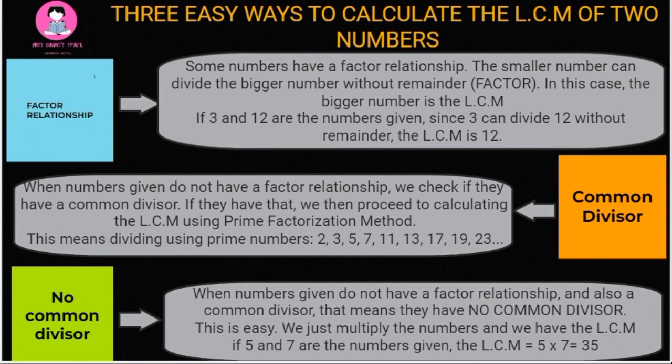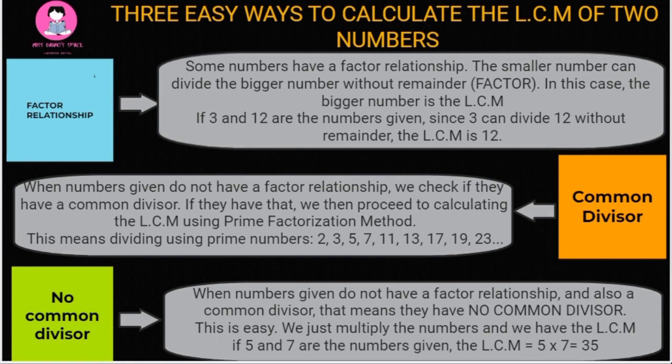The first is factor relationship. Some numbers have a factor relationship. The smaller number can divide the bigger number without remainder. This is called factor. In this case, the bigger number becomes the LCM. For example, if 3 and 12 are the numbers given, since 3 can divide 12 without remainder, the LCM is 12.